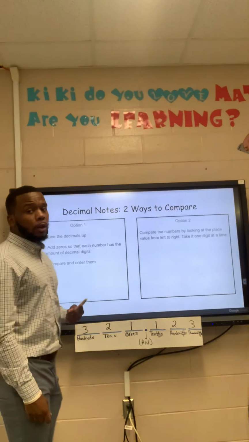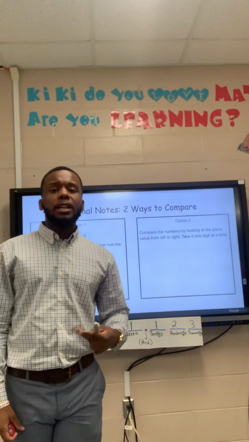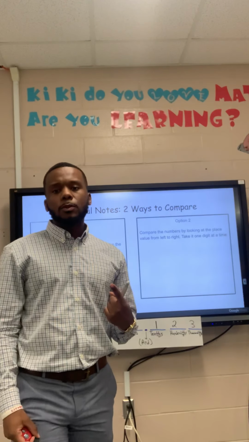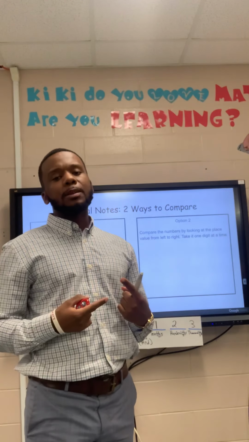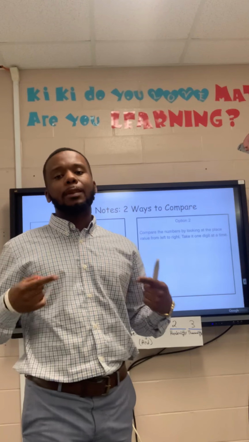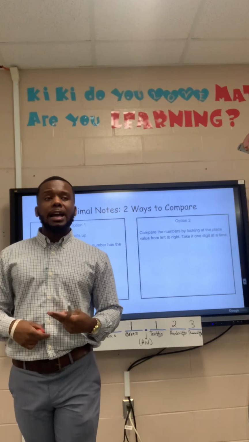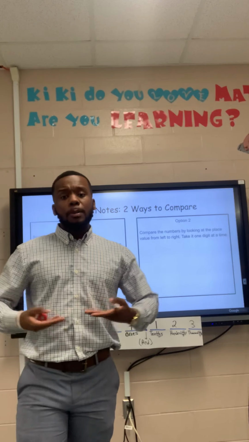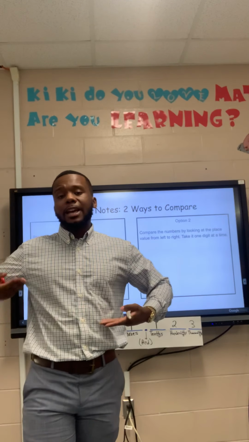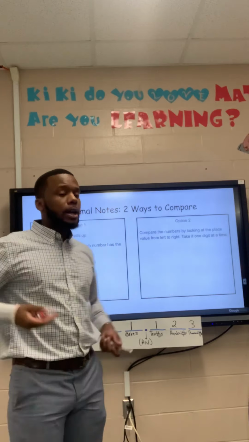We're going to learn two ways to compare and order decimals. One is we're going to line the decimals up, add zeros to the missing place value, and compare by looking at the place values. The second way is we're going to use our inequality symbols to compare. So we're really going to look at place value by place value from the left to the right.